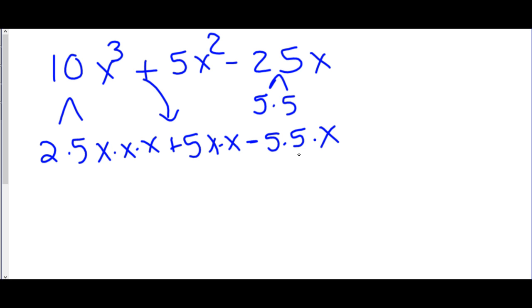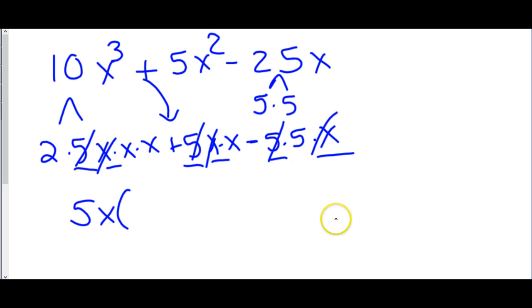Now we look for what all 3 things have in common. They all have a 5, and they all have an x. So in front of our parentheses, we would put 5x. Those have been used, so we don't need to worry about them anymore. And then anything left over we put inside the parentheses. 2 times x would be 2x squared. Just an x was left on the second. Minus, and just a 5 was left on the third term. So there's our greatest common factor.